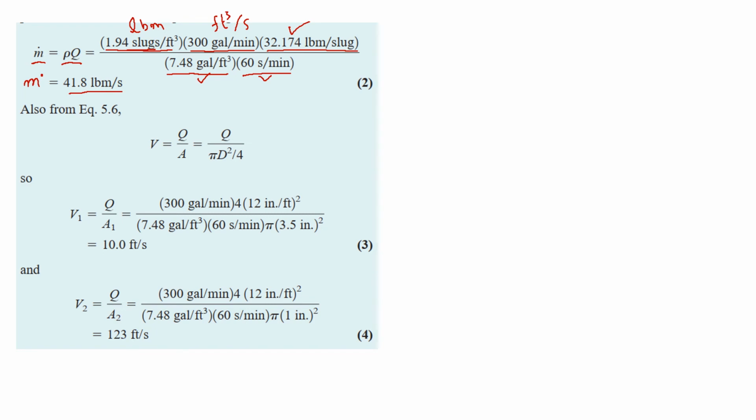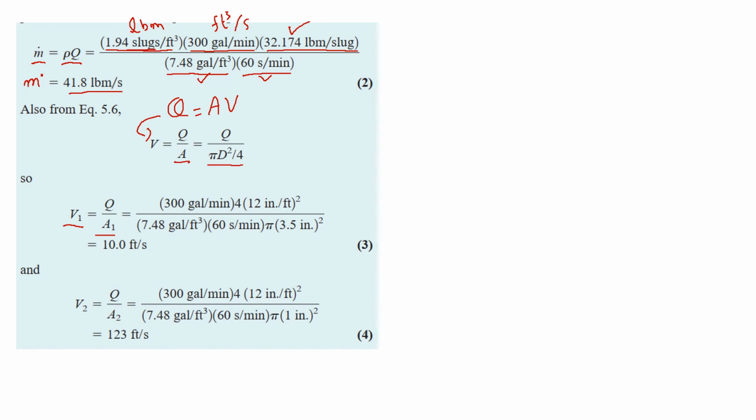pound mass per second. Also, we need to find the velocities, and for velocities we will use our volumetric flow rate equation, and from that we will compute our velocities by putting in appropriate values for the area at section 1 for velocity v1. These conversions are done again and again in each step. You don't need to do them again and again, you just need to do them at the start and just put the values in the equation.